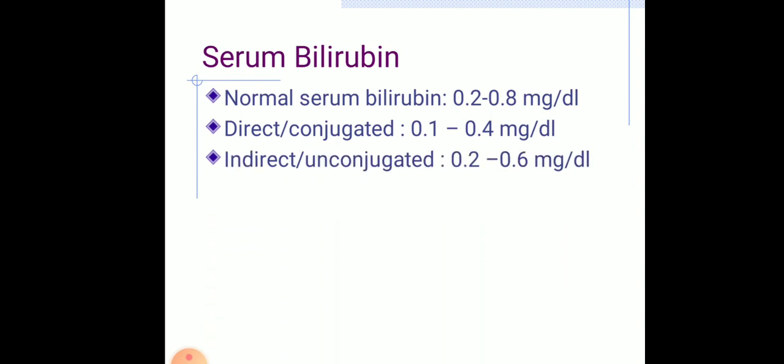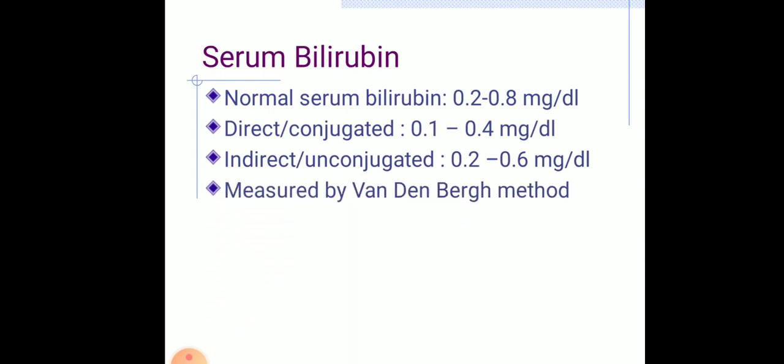So, what are the disorders associated with heme catabolism? The disorders associated with heme catabolism are broadly known as jaundice. Okay. Then serum bilirubin. What is the normal value of serum bilirubin? You have to study it. Normal serum bilirubin is 0.2 to 0.8 milligram per deciliter. Direct or conjugated bilirubin is 0.1 to 0.4 milligram per deciliter. Indirect or unconjugated bilirubin is 0.2 to 0.6 milligram per deciliter.